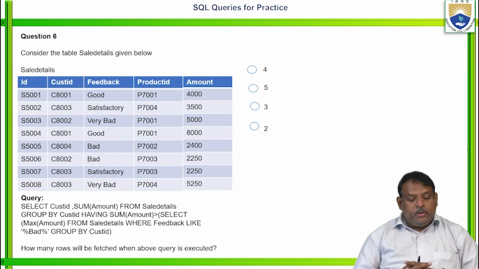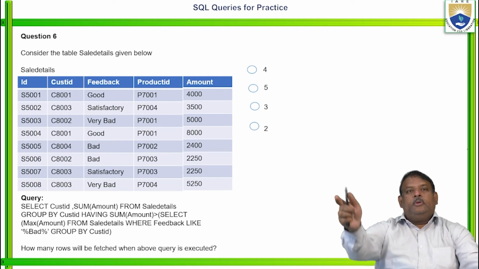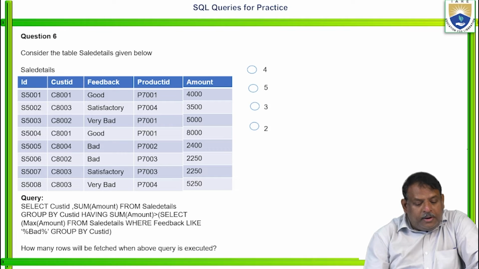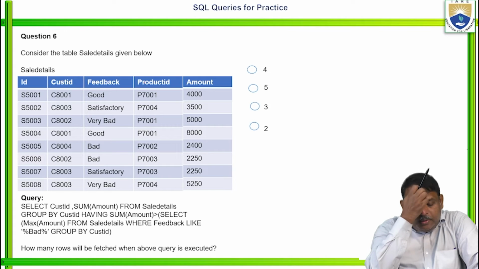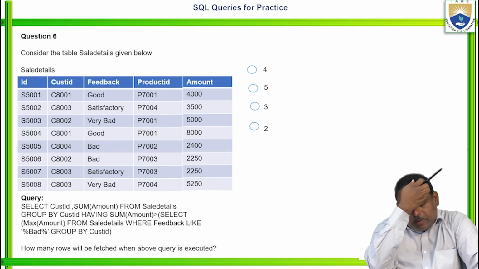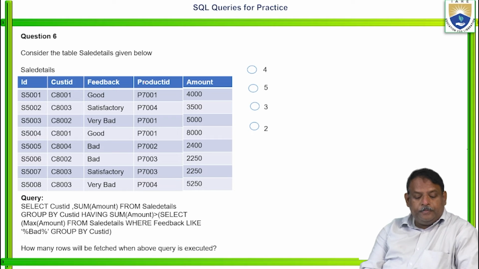Next question. One more question on the group by. Here also the LIKE operator is used. Okay, 8 records are there. ID, customer ID, feedback, product ID and amount. Okay. Now we'll try to solve this problem.